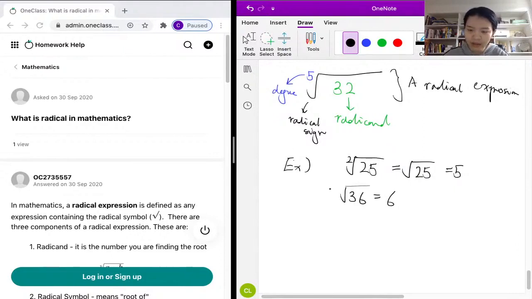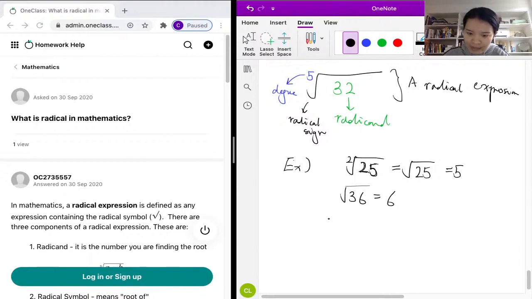The square root, or the root with degree 2, just means two numbers multiplied together, and those two numbers are the same, equals the number inside the square root symbol. So basically, two numbers multiplied together equals the radicand. In this case, we know 5 times 5 is equal to the radicand.